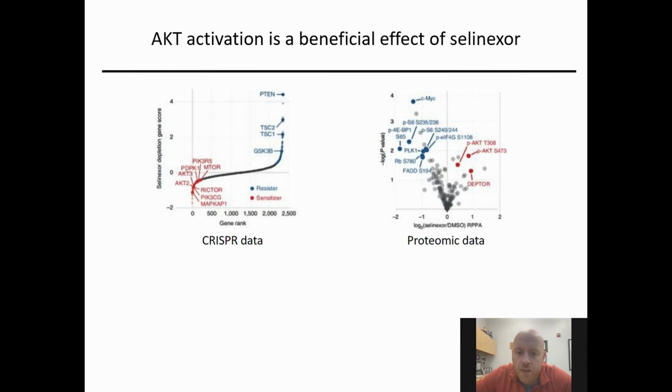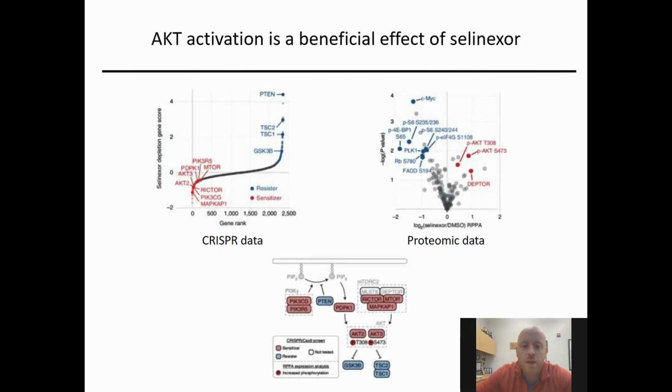Similarly, we found through proteomic studies that treatment of AML cells with Selinexor leads to the activation of the AKT pathway, as judged, for example, by activating phosphorylation marks on AKT at T308 and S473. Together, these lead to the model that suggests that treatment of AML cells with Selinexor leads to the activation of AKT signaling, an effect which promotes fitness of these cells.